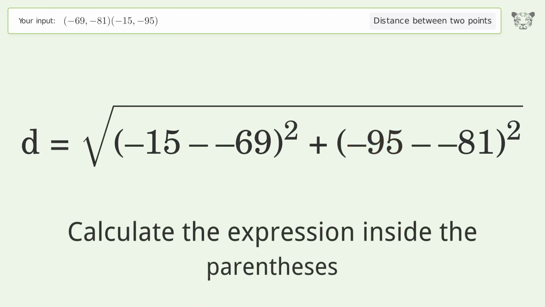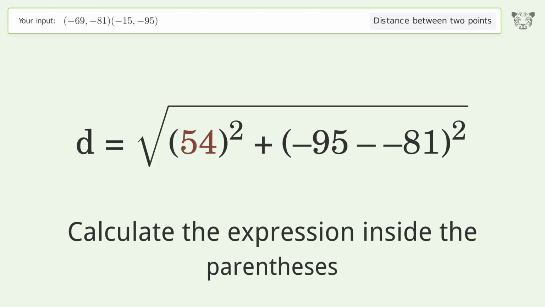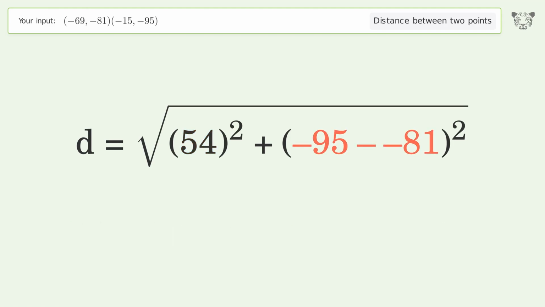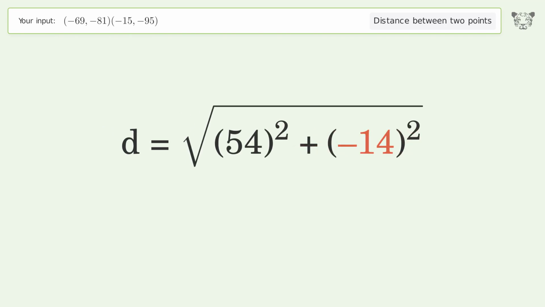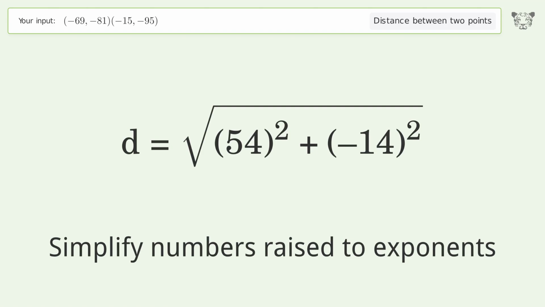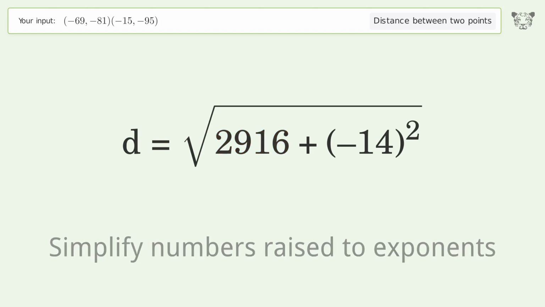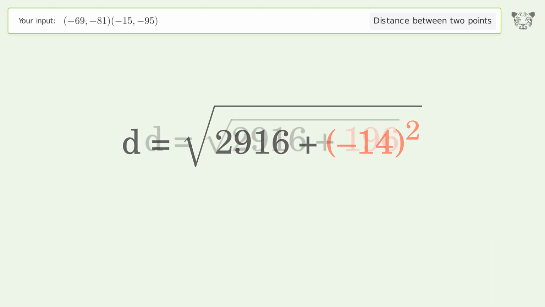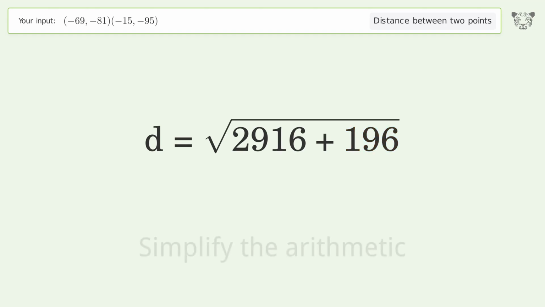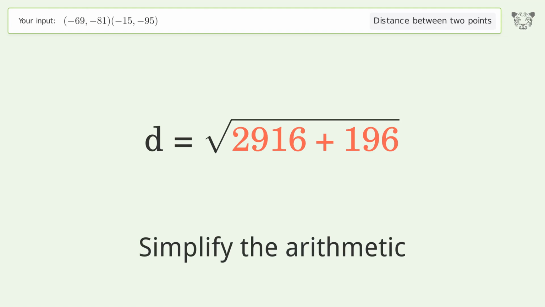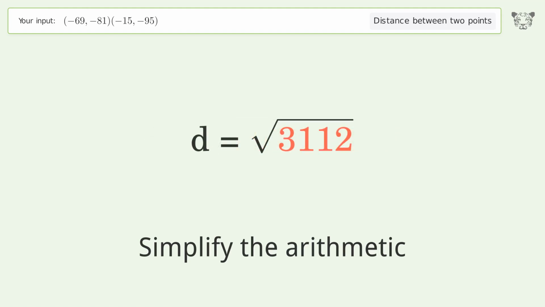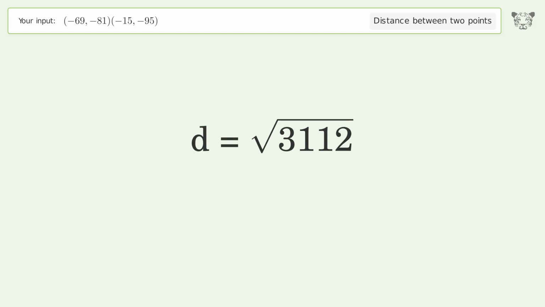Calculate the expression inside the parentheses. Simplify numbers raised to exponents. Simplify the arithmetic. And so the distance between the 2 points is the square root of 3112, or 55.785.